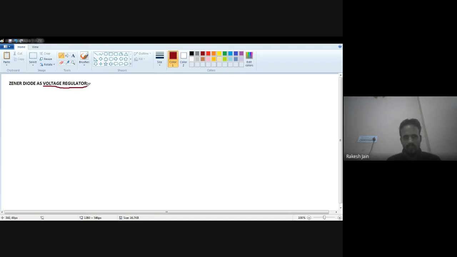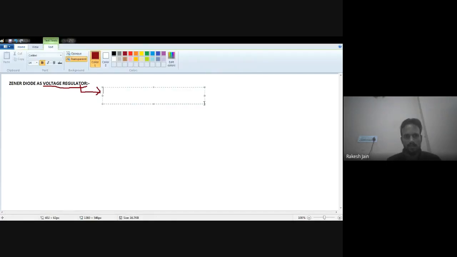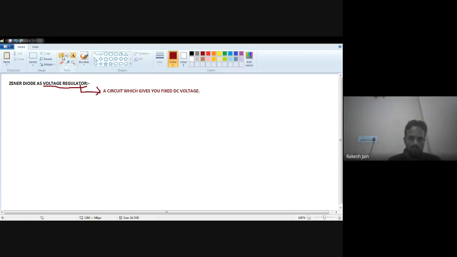So what is the meaning of voltage regulator? A circuit which gives you a fixed DC voltage is known as a voltage regulator. So the Zener diode can be used in that circuit which gives you a fixed DC voltage. What is the main element of that circuit? The Zener diode, of course.